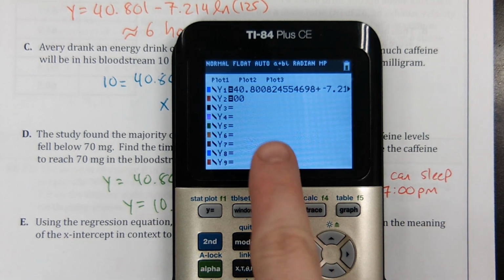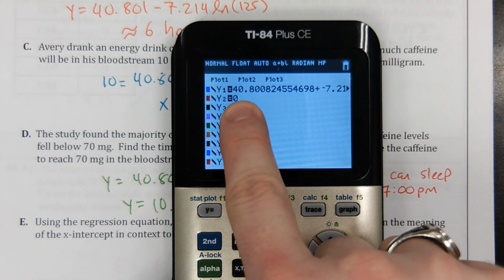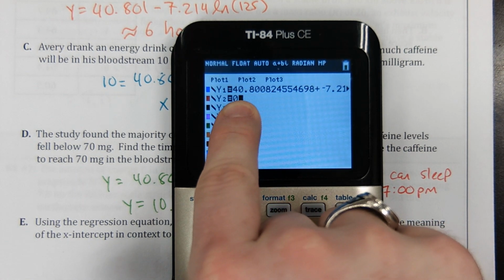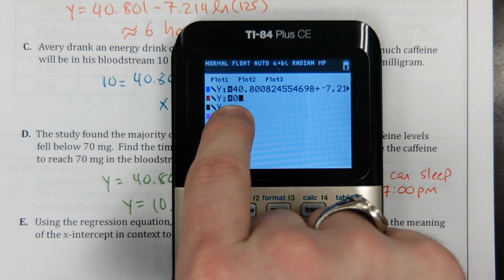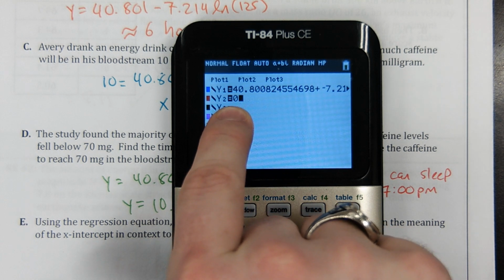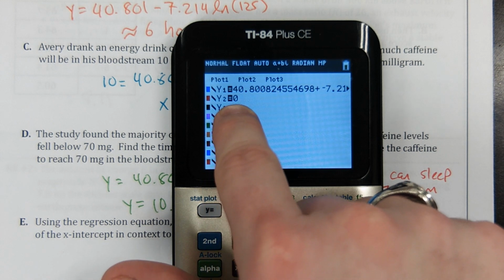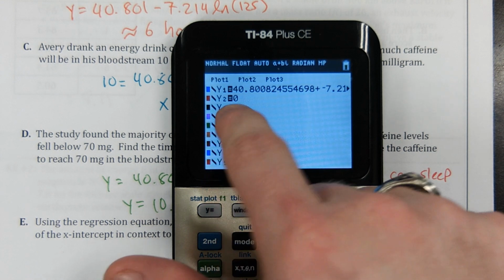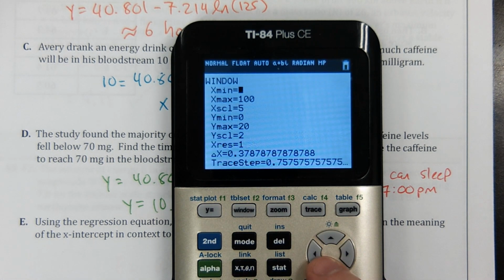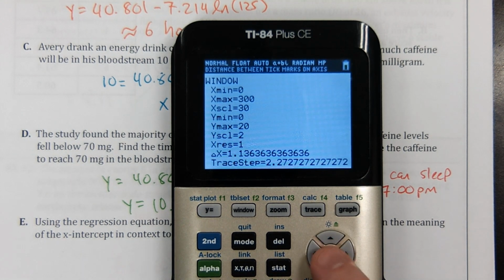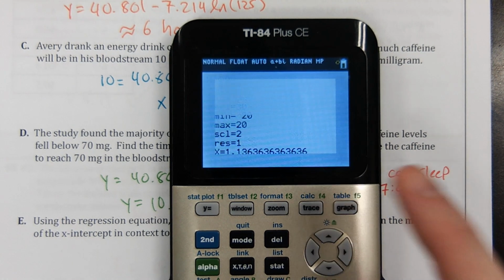Because this means 0 time has gone by. Because remember, y is a time, excuse me. So when 0 time has gone by, there had better be 250 milligrams-ish caffeine. So for my window, I'm going to go from 0 to 300, just in case it's bigger than 250, and have that go by 30s. And my Y minimum, I'll go negative 20 to positive 20, just so I can see a good graph. Give it to me now.